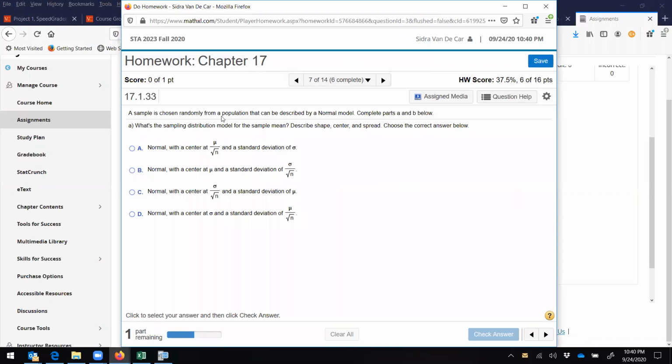A sample is chosen randomly from a population that can be described by a normal model. Complete parts A and B below. What is the sampling distribution model for the sample mean? All right, so our sample mean would have a normal distribution with a center where our mean center is, and a standard deviation of the standard deviation divided by the square root n.